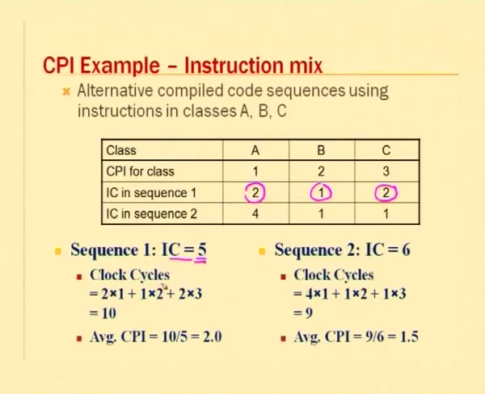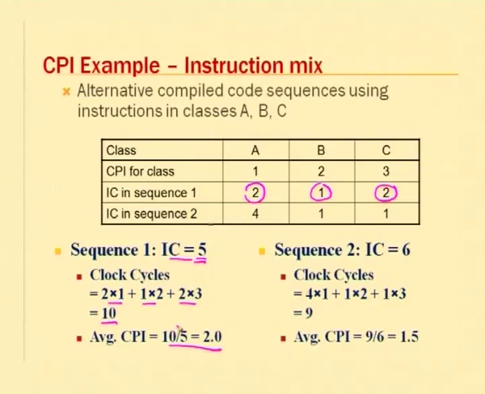The clock cycles it will take will be: these 2 will take 1 clock cycle each, this will take 2 clock cycles, and these will take 3 clock cycles each. So, my clock cycles will be 2 into 1 plus 1 into 2 plus 2 into 3, which is 10. Now, what is the average CPI? The average CPI will be the number of clock cycles divided by the number of instructions. So, 10 by 5, 2 will be my average CPI for this instruction sequence.